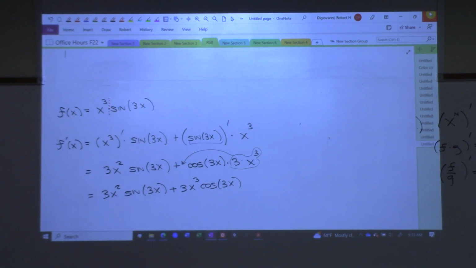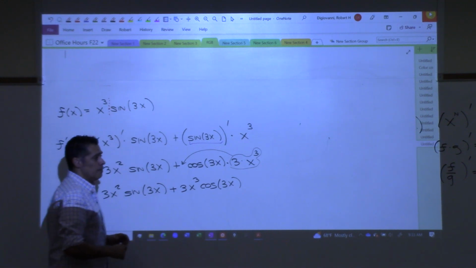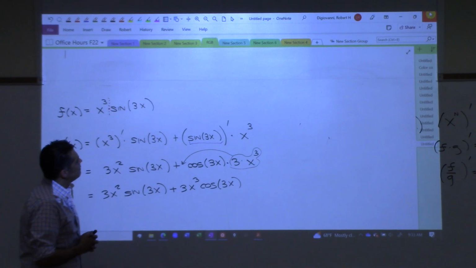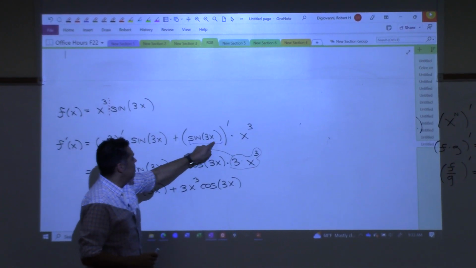Who has a question? Yes? I kind of think I know why, but I just want to confirm. The reason we got 3 from the cosine 3x was because we did x to the first power times 3, and then we subtracted 1 from the exponent. Oh, you mean like why is the derivative of this 3?